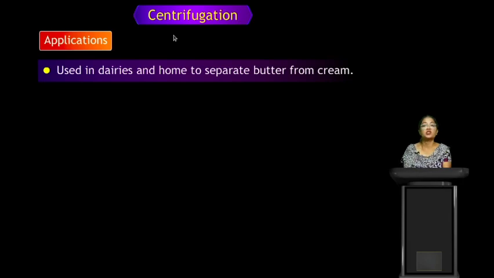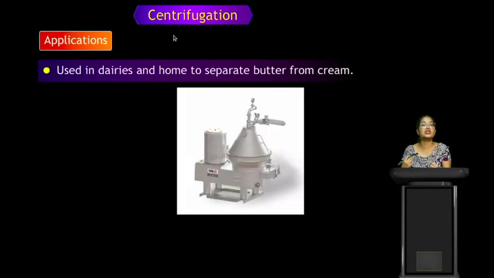Okay. So this is the machine which is used in the dairies to separate what? To separate butter from cream. Where is it used? It is used in the dairies. So you can see the machine. You put milk here, and then through some centrifugal force, all the butter is separated from the cream. Once you get cream, you get butter from it. Okay.